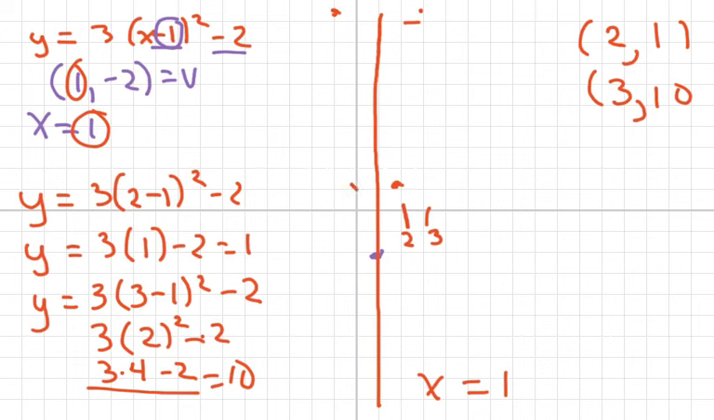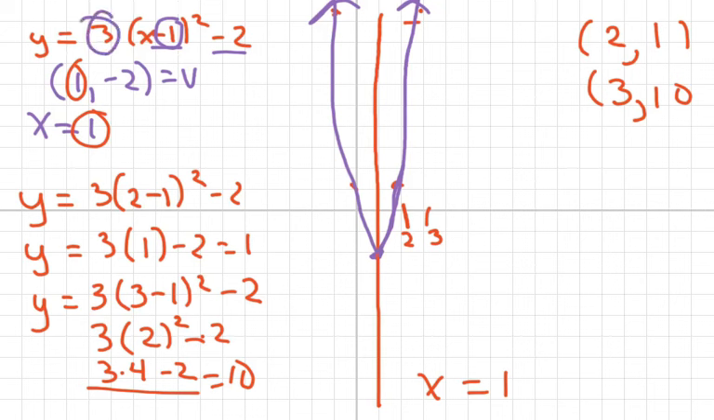You can tell this is very narrow. Why is it narrow? Oops. You know I can't draw. Okay, so it's very, very narrow. Something like that. It's narrow because of this vertical stretch is 3, so that's why it's narrow.